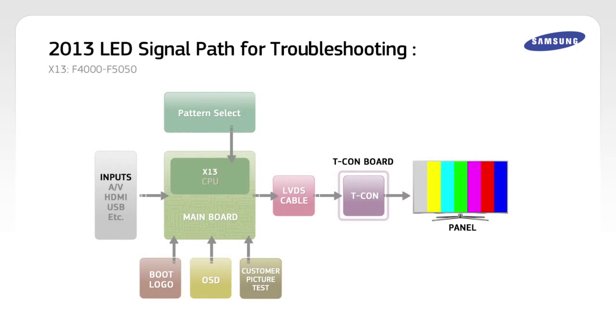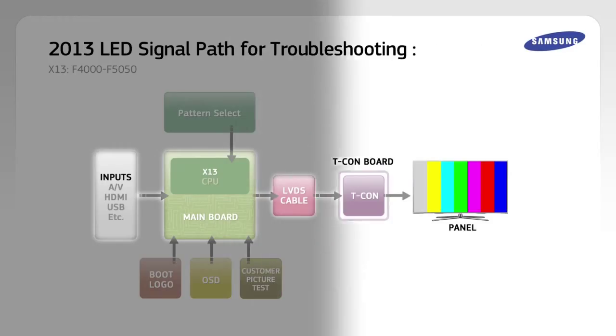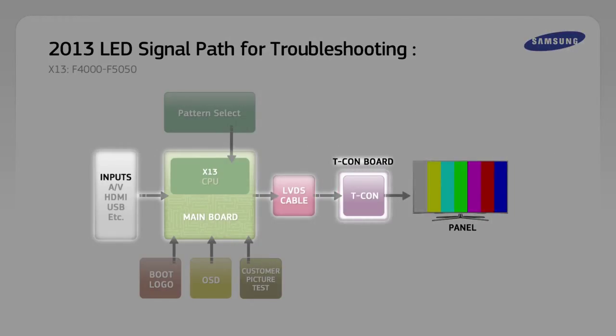Now, for X13N models, the video signal path is the same until the TCON board. Since there are no 120 Hz or 240 Hz models, there are no FRC-related test patterns available. From there, the final video signal passes to the panel.